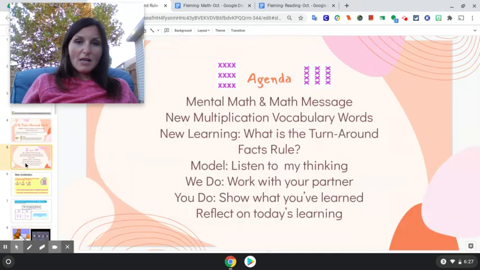So today we're going to be looking at what this is. I'm going to be showing you my thinking, and then you're going to do some practice questions, and then do one at the end showing that the practice has paid off and you now know this.